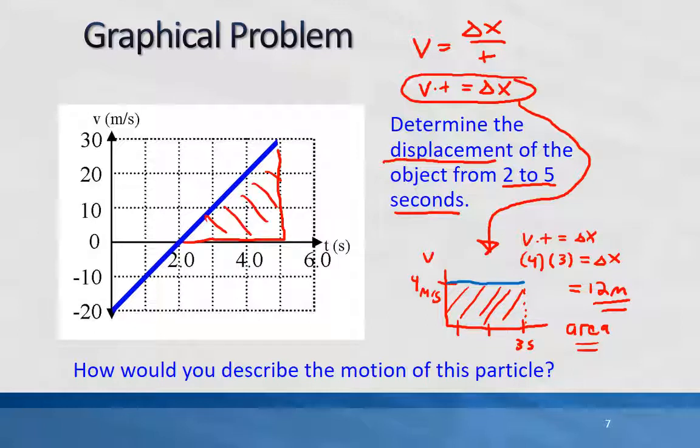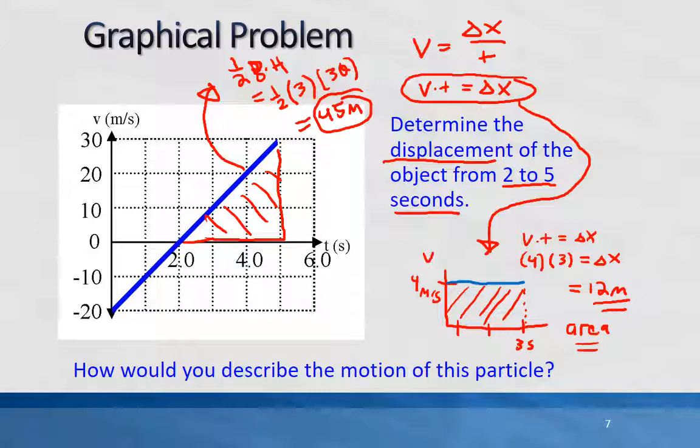And so in this case, if we wanted to know how far the displacement was, starting from rest here, we could get this area, and during this portion of that motion, the displacement would be 45 meters.